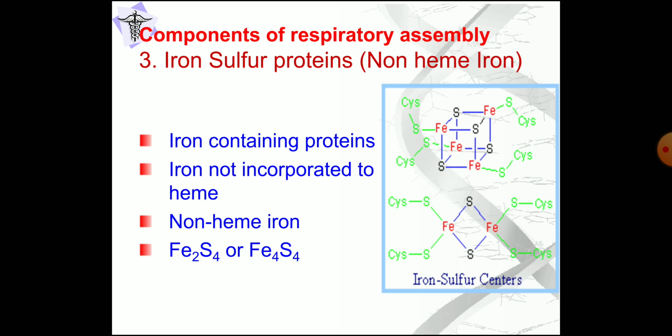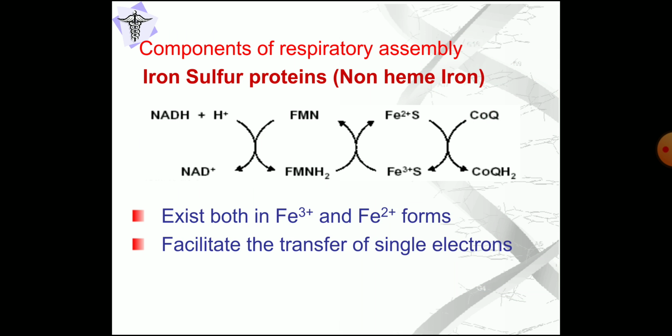Now, what is the iron sulfur protein? It is a non-heme, iron containing protein, where iron is not incorporated into heme. So it's non-heme iron, and it contains Fe2S2 or Fe4S4. Its reaction is like this: NADH is converted to NAD, and the reducing equivalent is transferred to FMN, and FMN is reduced to FMNH2. Then the oxidized ferric iron sulfur protein is converted to reduced iron sulfur protein, and then it will transfer the reducing equivalents to coenzyme Q to form reduced coenzyme Q, that is coenzyme QH2.